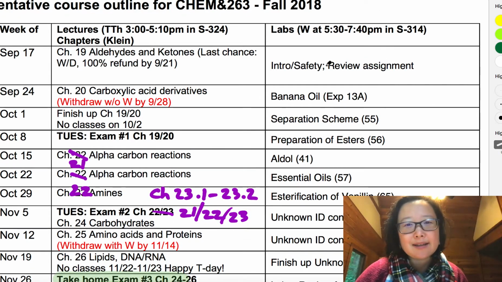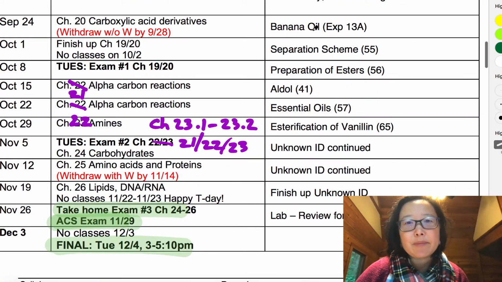So we did an intro safety and a review assignment the first week. I would like you to come prepared to do the banana oil experiment 13A next week. And then we'll proceed and we'll do some labs that involve understanding of the material we're covering. And the last part of this course, you get to put it all together using your knowledge of IR, NMR, melting point, boiling point. You're going to identify an unknown solid and an unknown liquid.